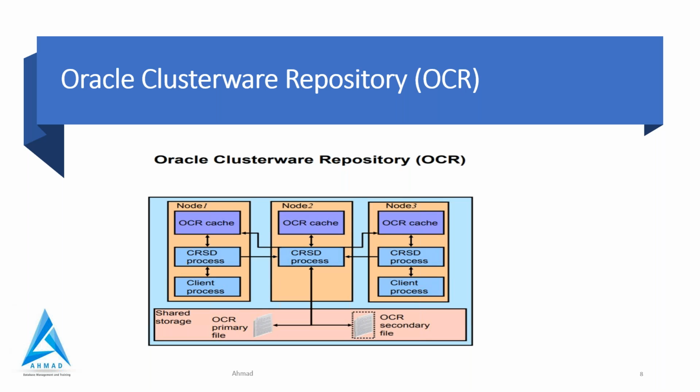Okay. So if you see the figure, every node has an OCR cache, which is managed by the CRSD process, and it has client processes also. And you have two files, one primary file and one secondary file. So cluster configuration information is stored in OCR, and what is the maximum number of OCRs you can use in your cluster? Anyone? Interview question.